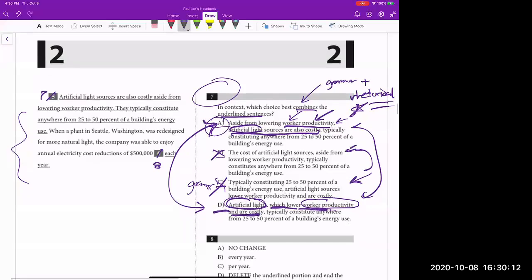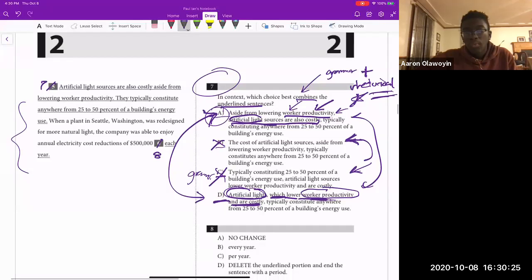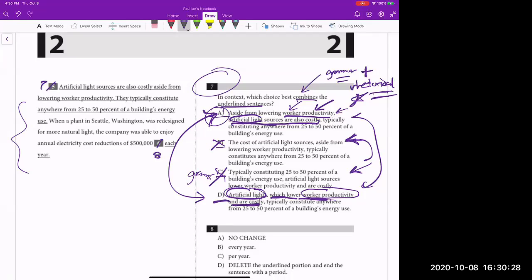For these ones, I'll probably let you know more how you assess it. For the most part, the trick is to make sure you also check the rhetorical, and then check the grammar. The next aspect is the context: is artificial light actually lowering something, or is it just costly? And the last thing, if the context doesn't lead you to the right answer, I would just guess, because you still need to answer the question, right?